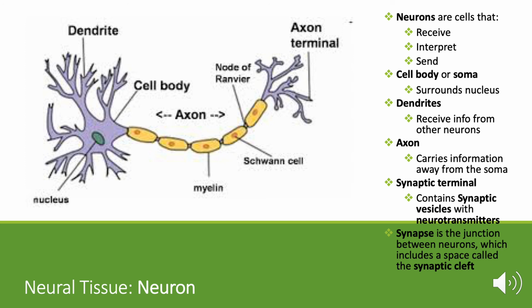the synaptic terminal or axon terminal. At the terminal, there are synaptic vesicles that contain neurotransmitters which can propagate the signal to the next neuron, and so on.